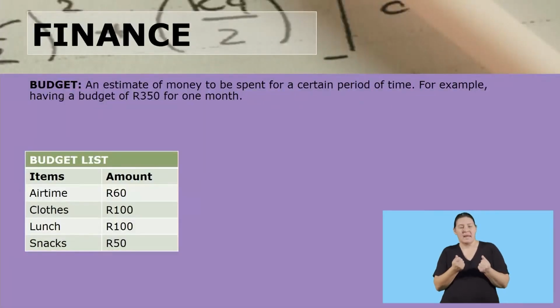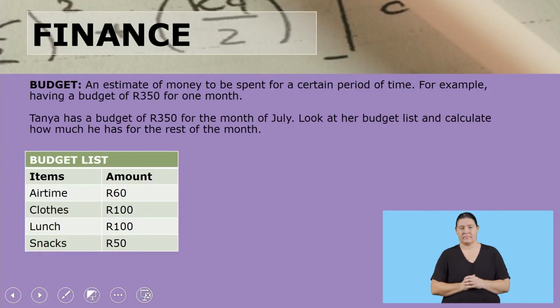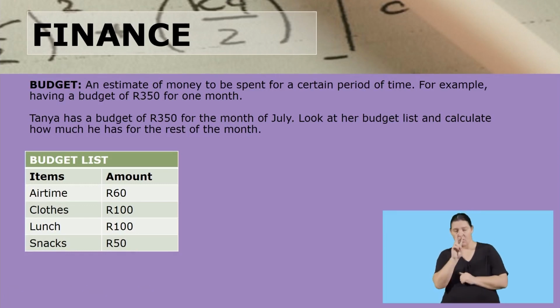Then we are going to move on to budget. So a budget is an estimate of money to be spent for a certain period of time. For example, having a budget of 350 rands for 1 month. So an example here is that Tanya has a budget of 350 rands for the month of July. Look at her budget list and calculate how much she will have for the rest of the month.